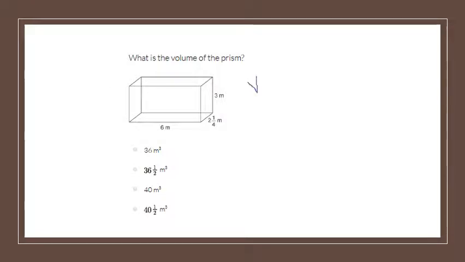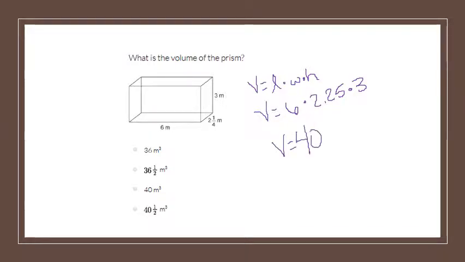Okay, the volume is length times width times height. So what is the volume of this prism? I'm going to put it in decimal because then it's easier to put in my calculator. So all I've got to do is multiply 6 times 2.25 times 3. And I get that my volume is 40.5, and that is meters cubed. And I see 40.5 is right here.